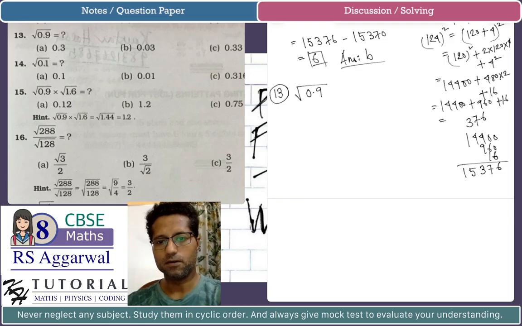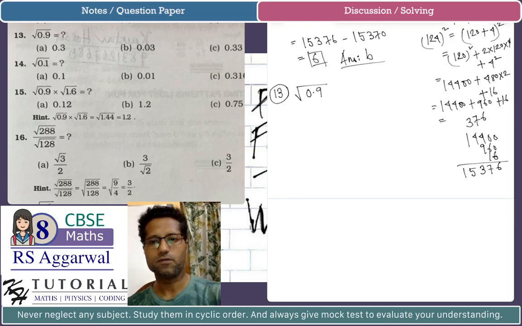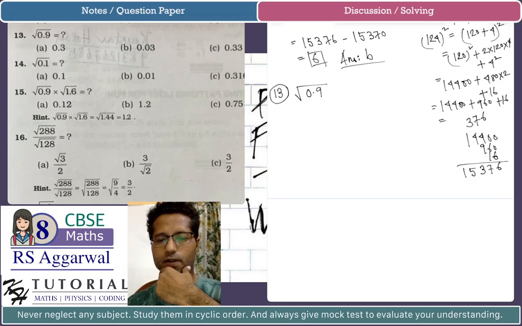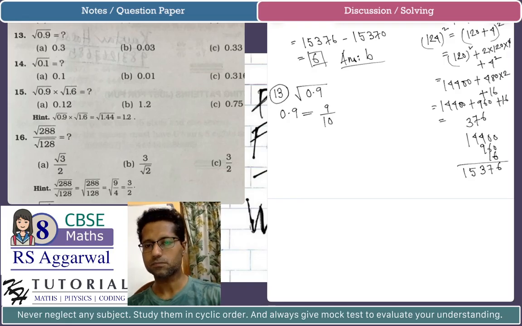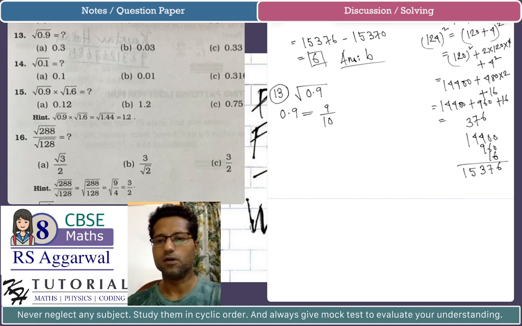So in my method, I had 4 steps for finding the square root of a decimal number. The given number is 0.9. I will first express it as a fraction, so this will be 9 by 10. Now I see the denominator is not an even power of 10. It is 10, power is 1, so 1 is odd. So I have to make the denominator an even power of 10.